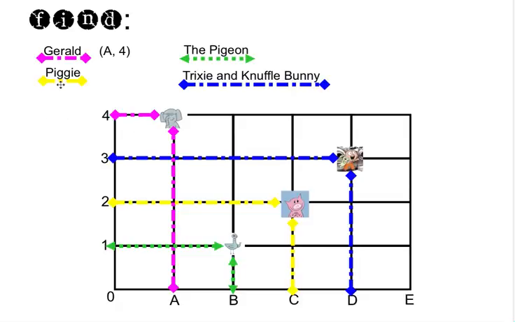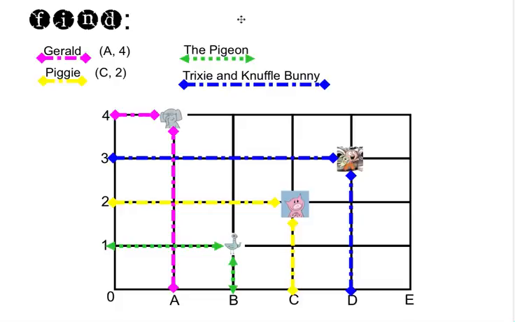Now let's look at Piggy. Piggy has the yellow line. What letter is Piggy on? Here's Piggy. She's on letter C and number 2. So if you were to put your fingers down on each line, you would find that she's on C and 2. So her ordered pair is C2.